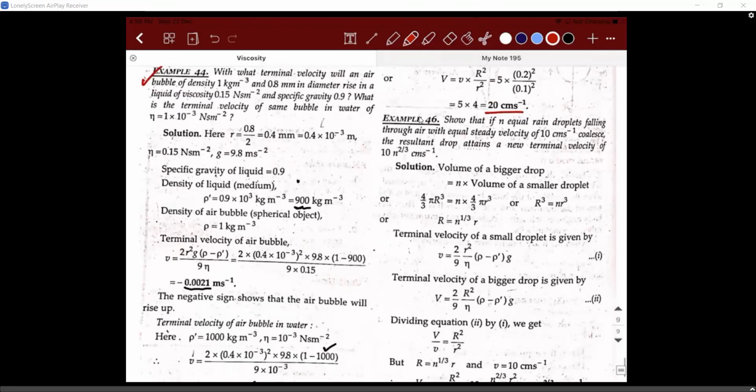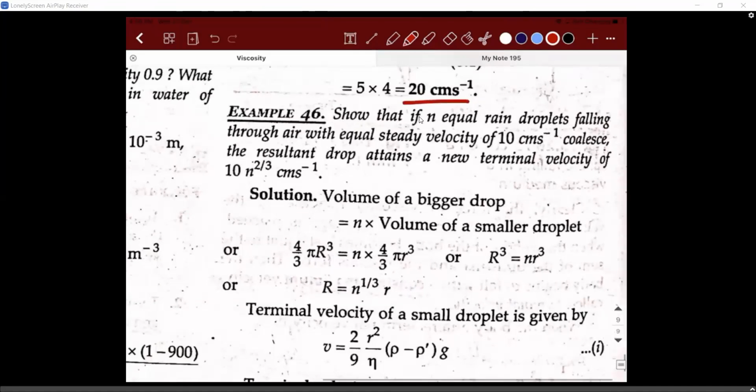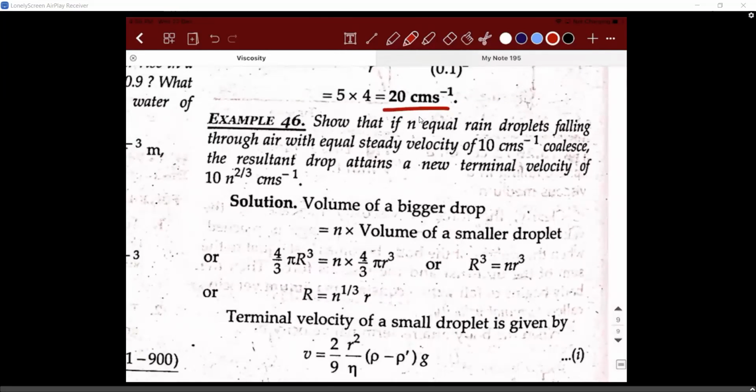Right? Can you guys try the next one? Last one. I want you to do it on your own. Exactly 4 minutes is there. Solve it fast. Show that if n equal rain droplets falling through air with equal steady velocity, that is called terminal velocity, of 10 centimeters per second combine, the resultant drop attains a new terminal velocity of 10 into n power 2 by 3. For competitive exams, this will be used like a formula. Same logic. Except 8, you have 9. That's it. Can you do it fast?